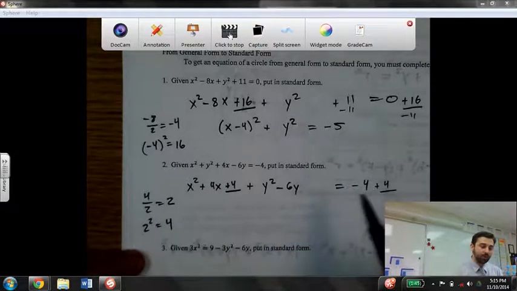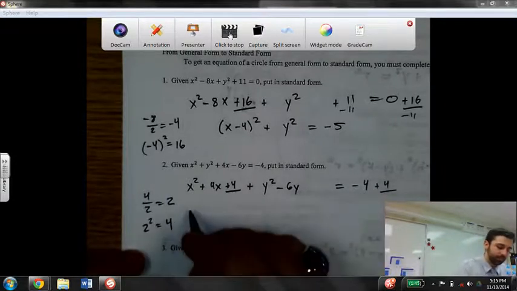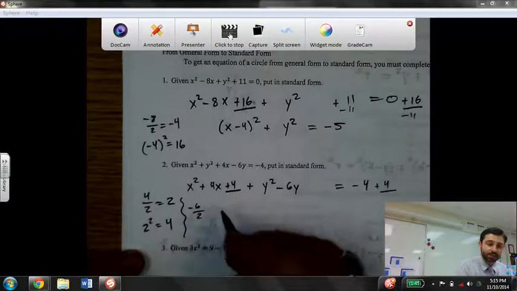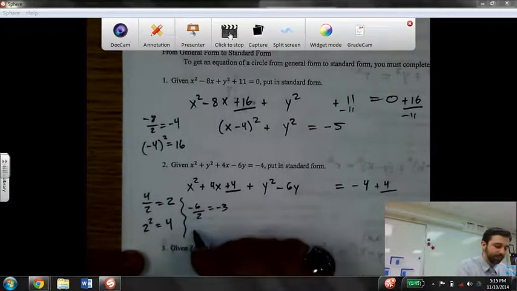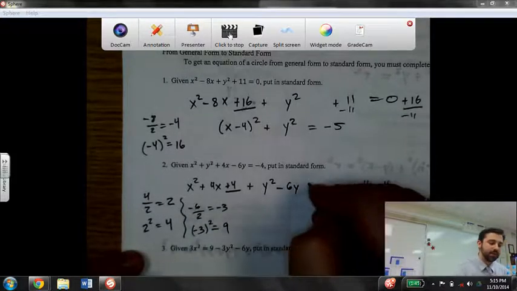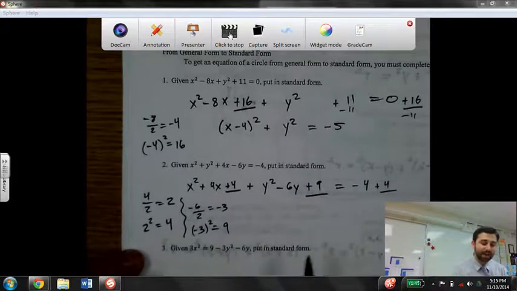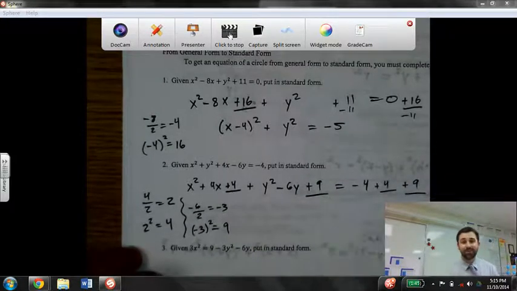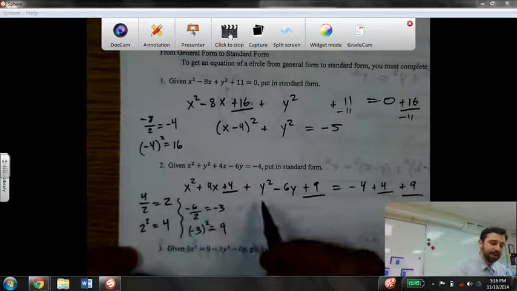Now I'm going to take -6 and divide it by 2 to get -3. Square -3 to give me a positive 9, which means I'm going to add 9 to the y's, but also add 9 to the right-hand side. And then I can simplify.